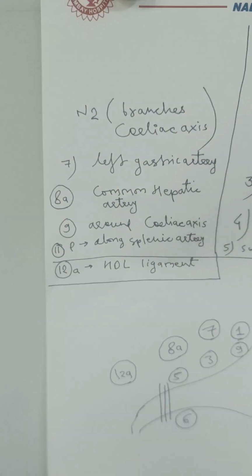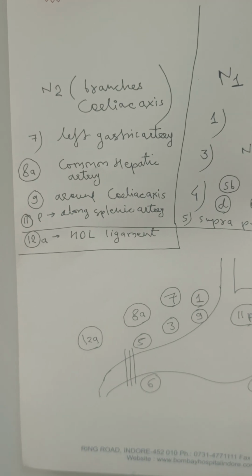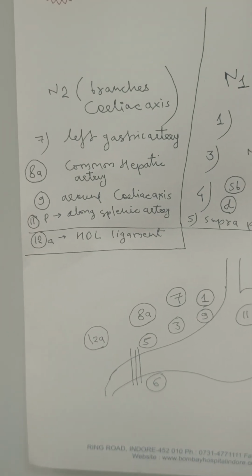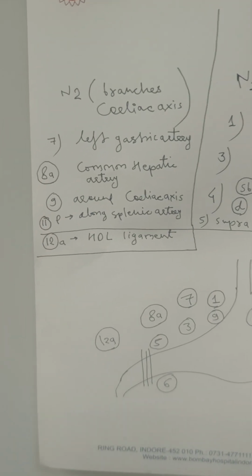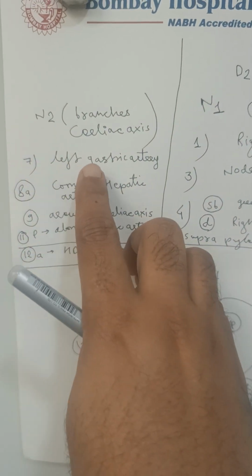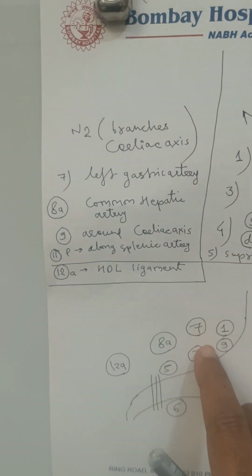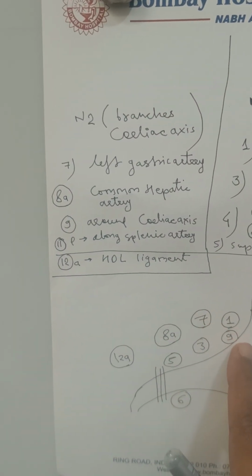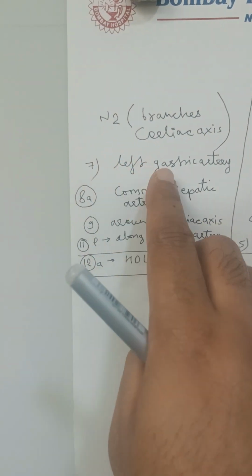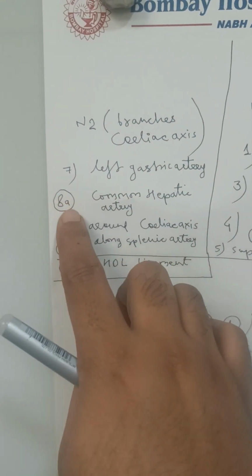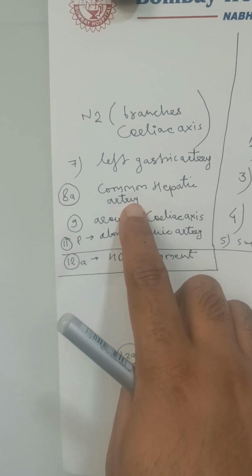So this is the most important lymph node dissection for a carcinoma stomach. Pylorus and antrum is the 7. Left gastric artery. The left gastric artery is arising from the common celiac artery. Whenever you are doing the left gastric artery dissection, also do 8A, that is the common hepatic artery. So I'll show you, this is a celiac trunk.